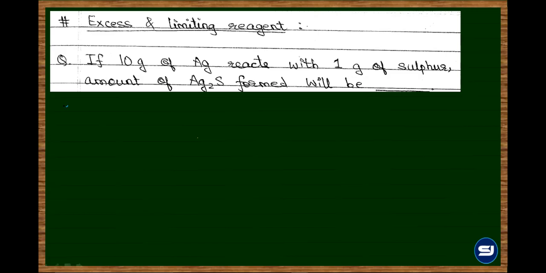Okay, the question is, if 10 gram of silver reacts with 1 gram of sulfur, amount of the silver sulfide formed will be. Silver is reacting with the sulfur to form silver sulfide. So you can balance off and find the limiting reagent. That is one method, perfectly fine. Or the another method is you compare the equivalence of Ag versus equivalence of S. Once again, for equivalence, you need to have the N factor.